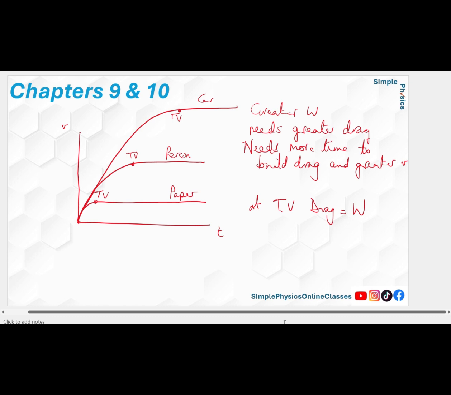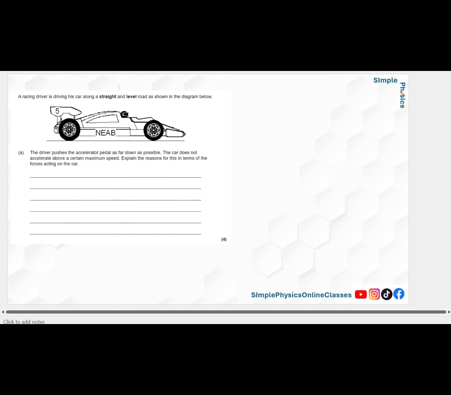Now, the word drag, they might be a bit funny with that. Use the word air resistance if you have to, if you're not sure. Okay, so let's have a look at a question about it. So you've got this one here. A racing driver is driving his car along a straight level road as shown in the diagram. The driver pushes the accelerator pedal as far down as possible. And then you've got an engine force, let's say, and clearly we've got some frictional force. Whether it's the air resistance or the friction from the ground, that could be the total result of all that. Explain the reasons for this in terms of forces acting on the car.